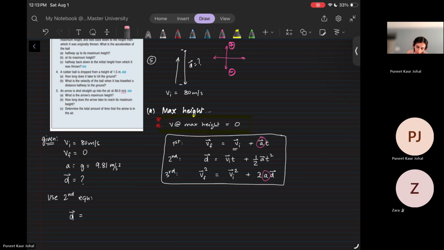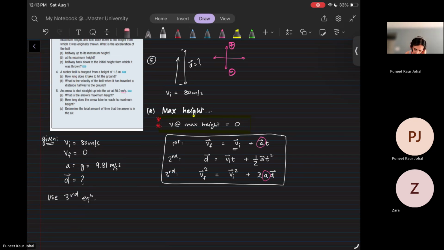Is there any other equation you think we can use? Something that has velocities and acceleration and distance, but no time? So we're just trying to find the displacement. But we don't need to find time, not yet. Okay, so maybe the third one. Yeah, that would be the best, right? So use the third equation.